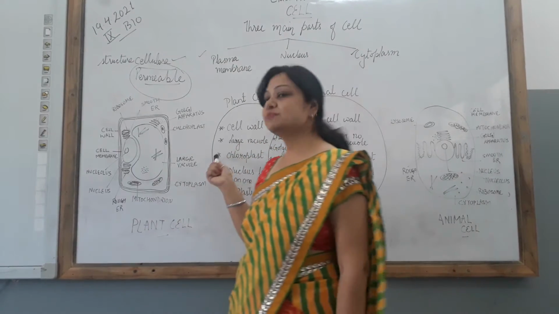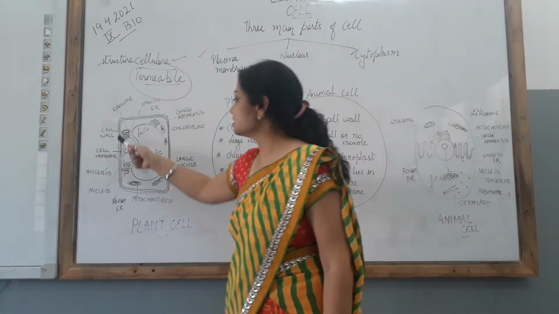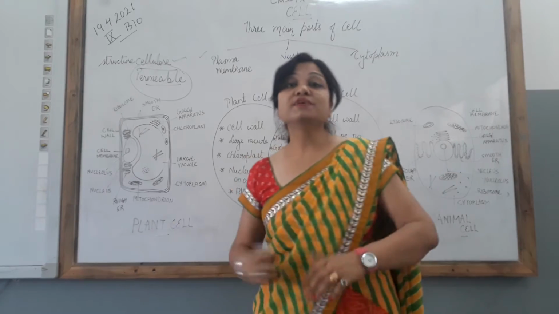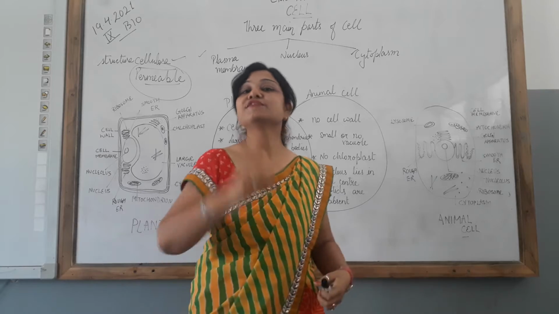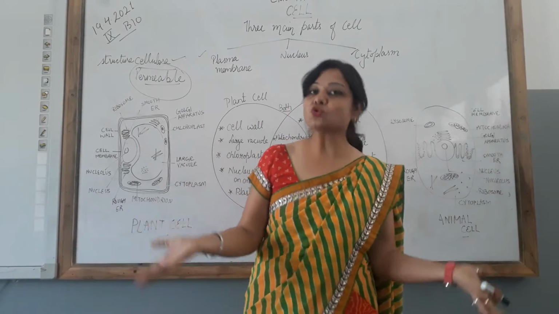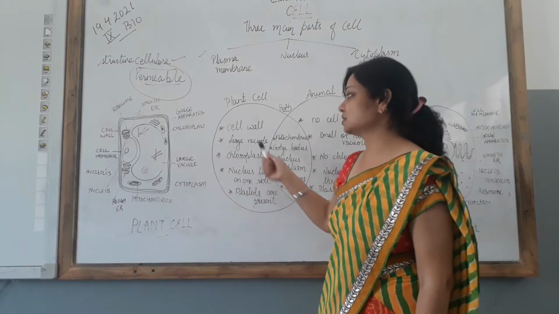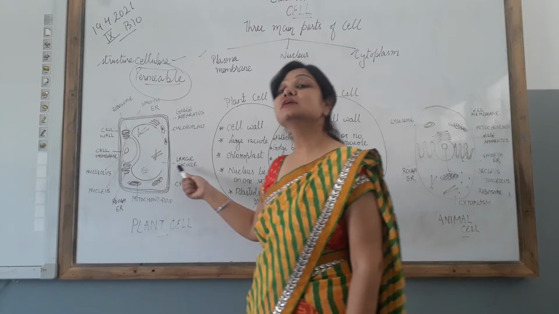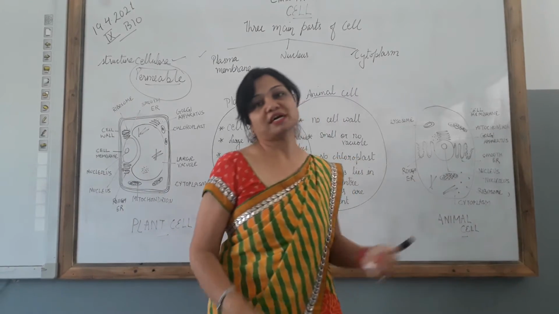Okay. Second point of difference is, in plant cell, the vacuole is large. This is the vacuole. See, this is so large. Whereas in animal cell, if you see, the vacuole is either very small or there is no vacuole. Next difference is the chloroplast. In plant cell, as they perform photosynthesis, they have the chloroplast. But in animal cell, there is no chloroplast.